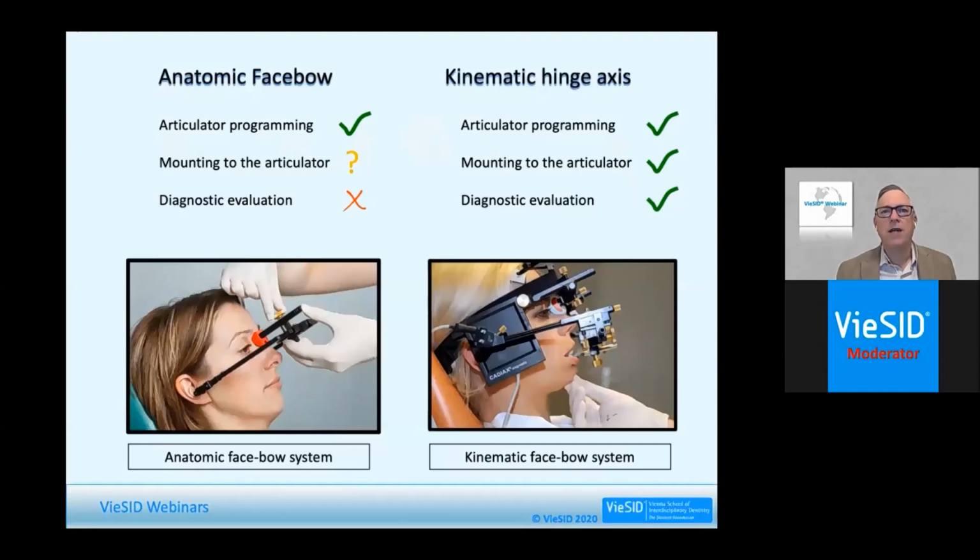Understanding of the hinge axis allows us to do a true kinematic facebow recording. This is critical when our treatment will change vertical dimension, as it keeps the true rotational center.